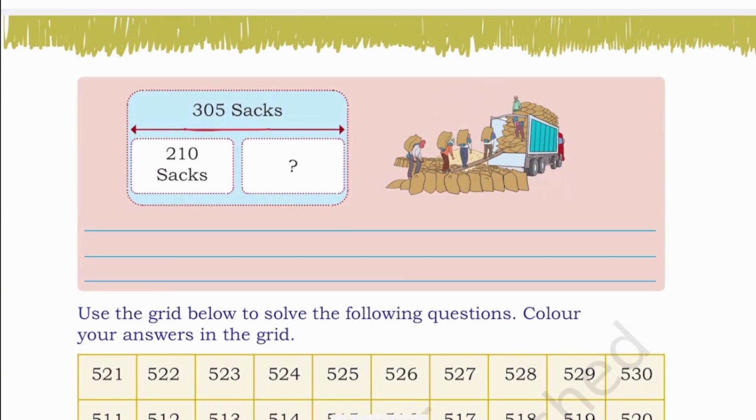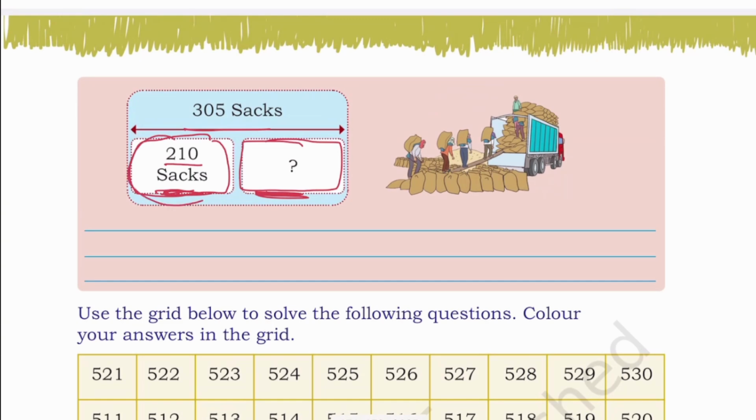Similarly, 305 sacks, and here in one block there are 210 sacks. Then how many sacks are there in another block? That means you have to subtract 210 from 305. How many should be added to 210 to make 305, or how many should be subtracted from 305 to get 210.